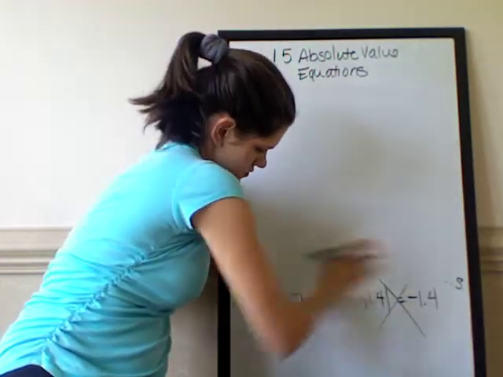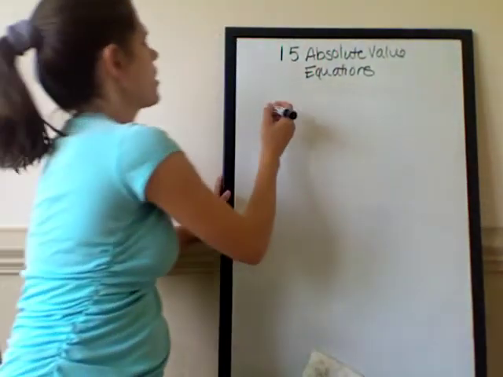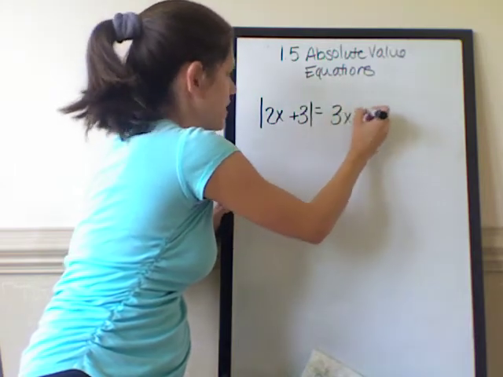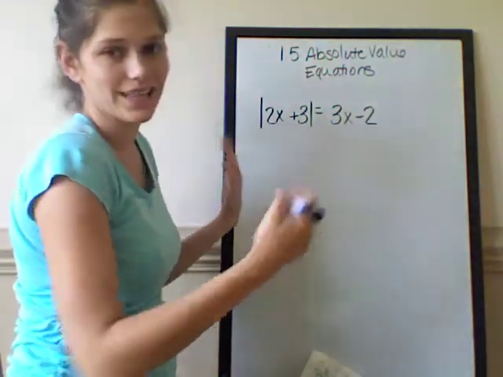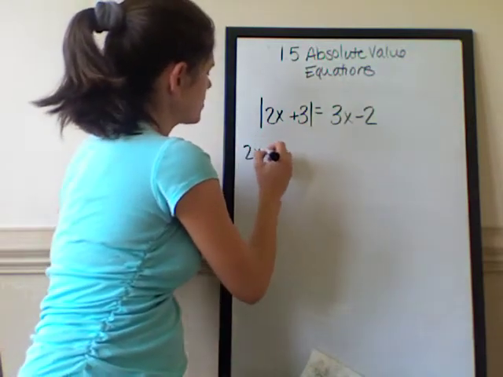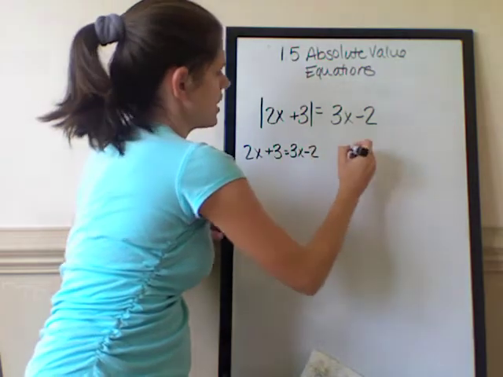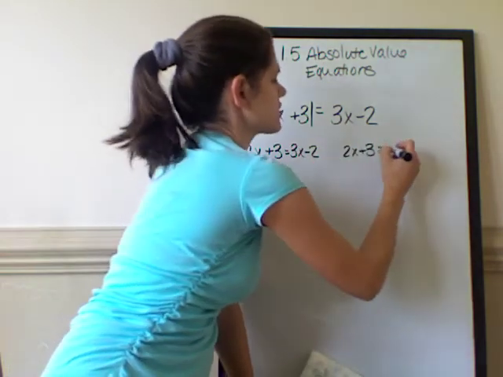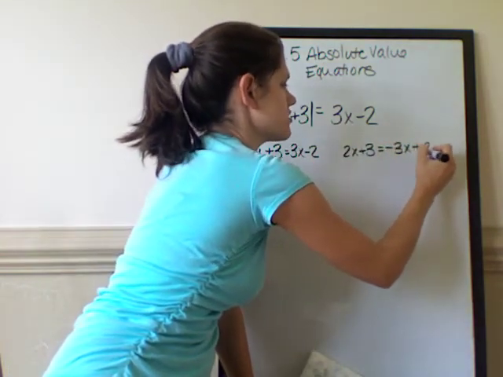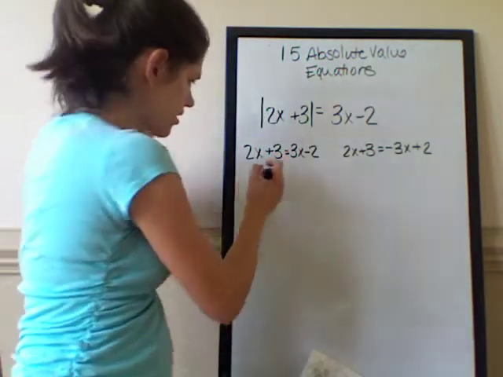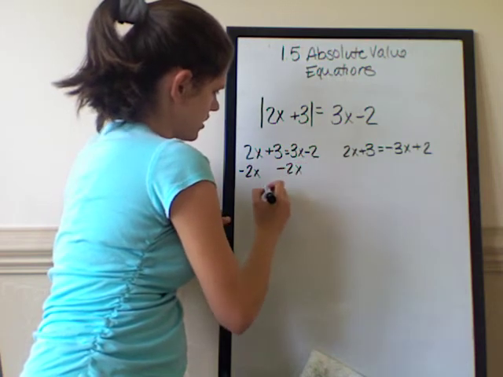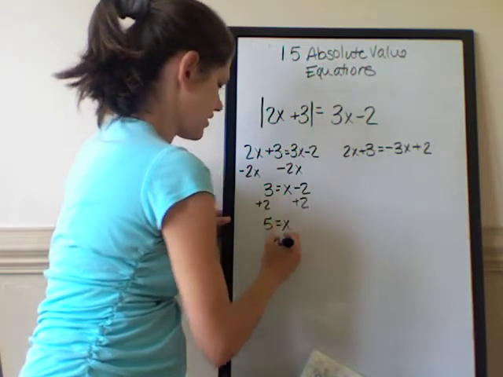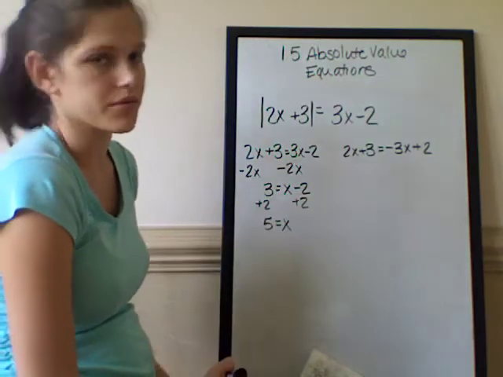Alright, one more problem. The absolute value of 2x plus 3 equals 3x minus 2. Alright, isolated, let's go ahead and set up your two equations. So 2x plus 3 equals 3x minus 2. And 2x plus 3 equals, I have to change both of my signs here, so this is going to be a negative 3x plus 2. I'm going to solve each one separately. So subtracting 2x, 3 equals x minus 2. Adding the 2, 5 equals x. There's my first answer.